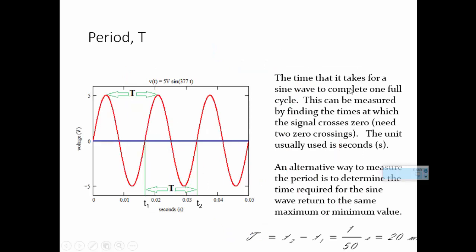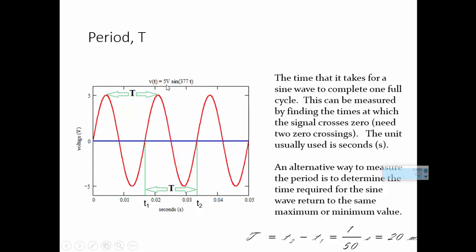We can see that the time it takes for a sine wave to complete one full cycle can be measured by finding the times at which the signal crosses zero, the zero crossing. The unit usually used is seconds. We can take between two successive crests as a period, but we can also take it from this zero crossing to that zero crossing. That becomes my period. If I equate that in terms of time, with T1 minus T2 about 150 milliseconds, and half of that comes to about 20 milliseconds. That's how this signal would be characterized in terms of period.